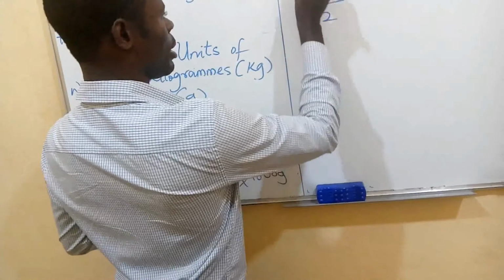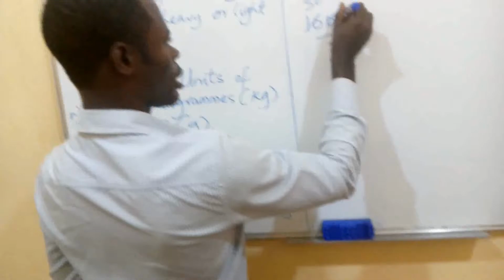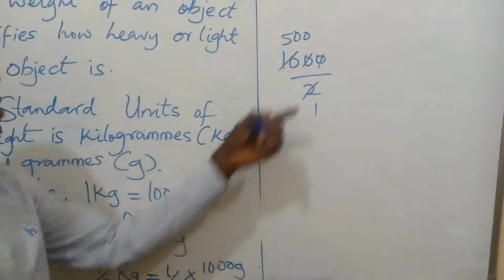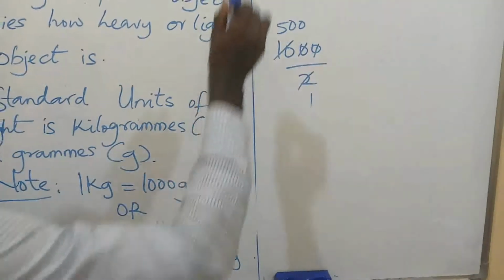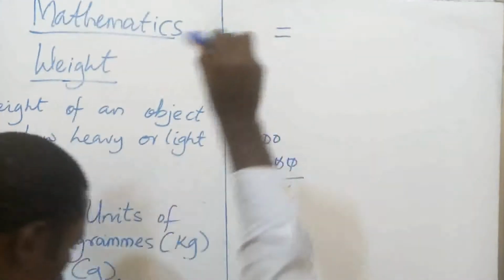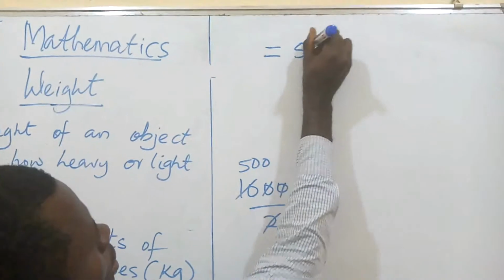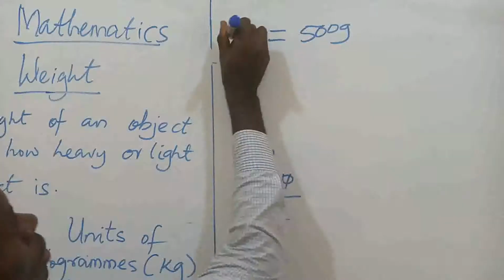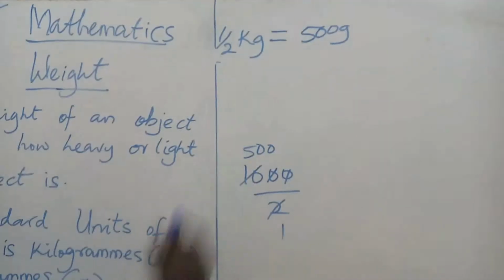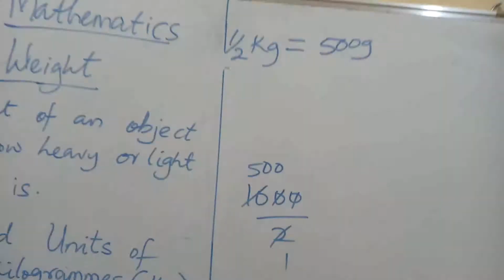2 goes into 10, 5 times; into 0, 0 times; into 0, 0 times. So we have 1,000 grams divided by 2 giving us 500 grams. That is half of a kilogram, which is 500 grams.